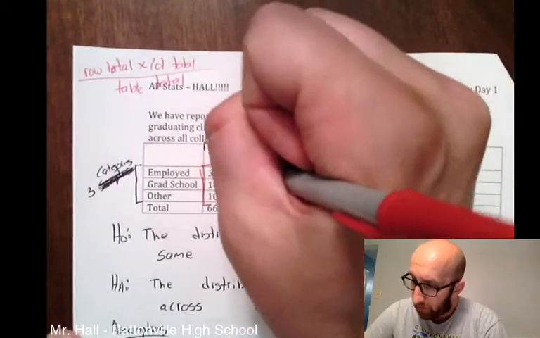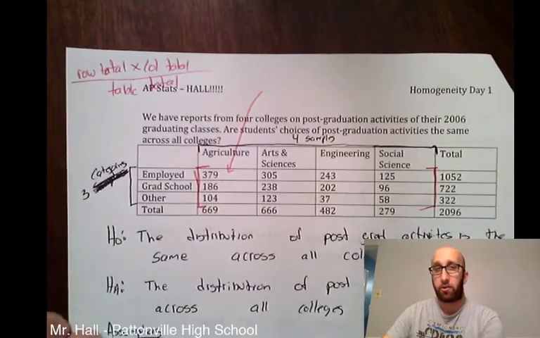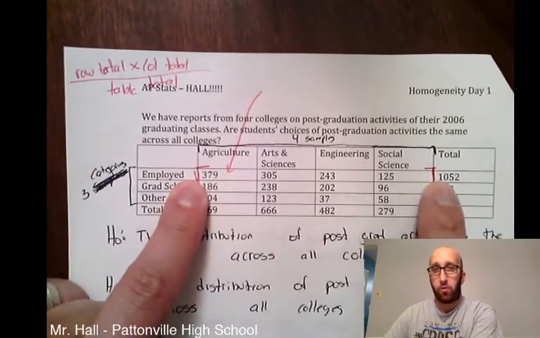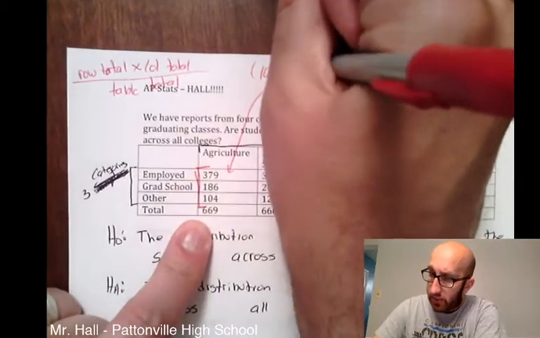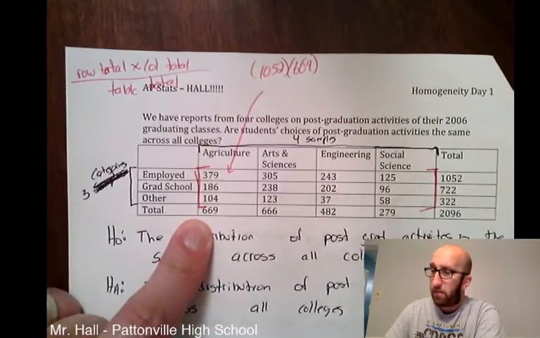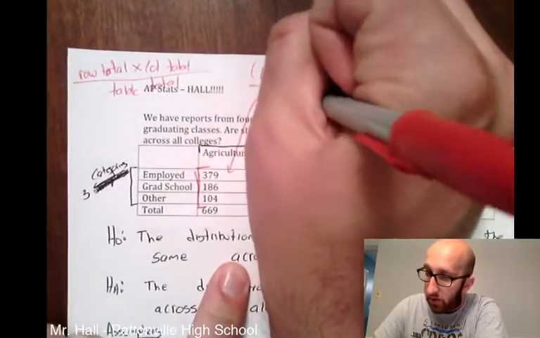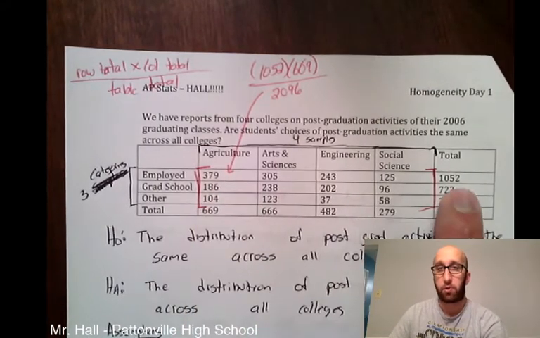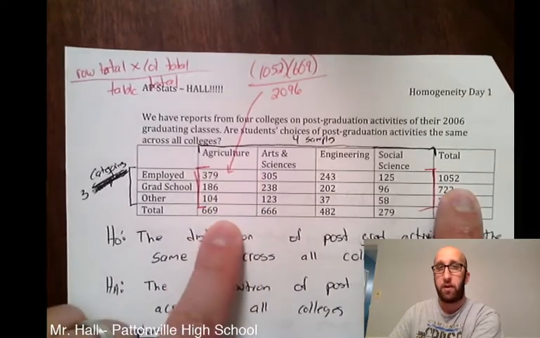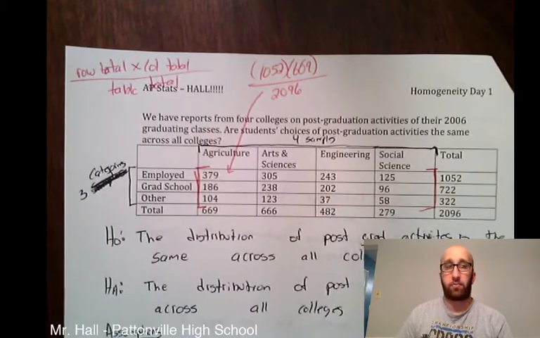So if I wanted to calculate the agriculture employed expected count, I'm going to take the row total, which is 1052, times the column total, which is 669, and we're going to divide by the table total, which is 2096. That calculation right there would give you the expected count of this single cell. The row total, 1052, times the column total divided by the table total. So we would type that in the calculator and get our expected count there.